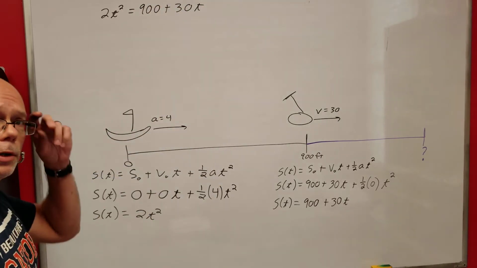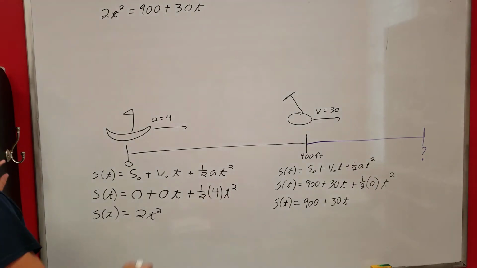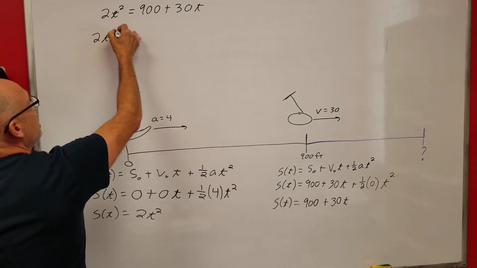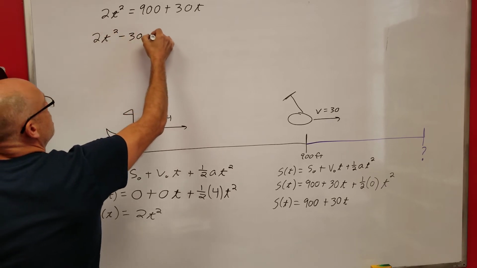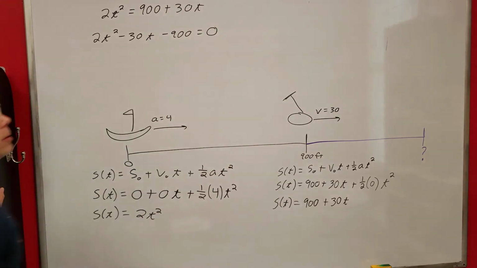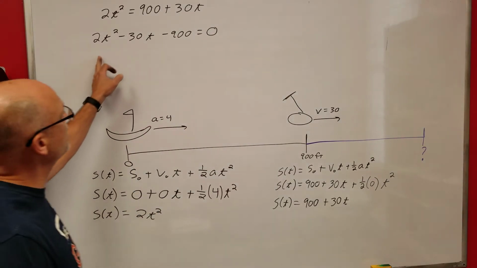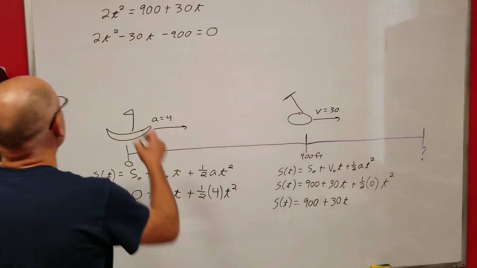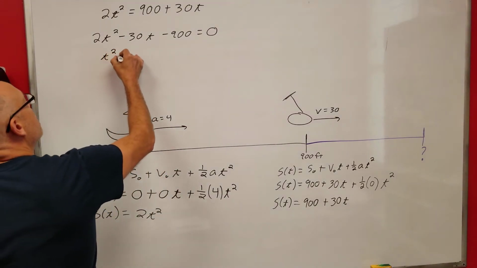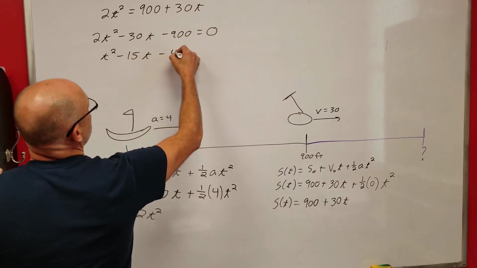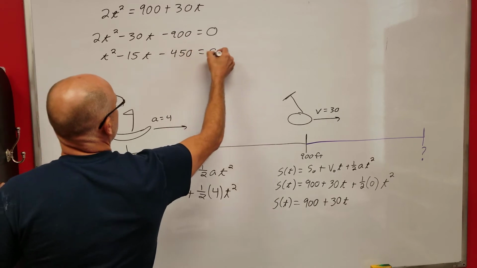All right, that's quadratic, right? Let's get all the terms on one side and 0 on the other. So we have 2t squared minus 30t minus 900 is equal to 0. To solve this, it'll be a little easier if I divide each of these terms by 2. So we have t squared minus 15t minus 450 is equal to 0.